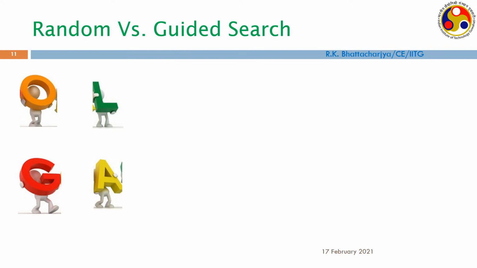The search is guided. Who is guiding? I am guiding. I am telling you that okay, this letter is correct. So this is the difference between random search and guided search. Somebody is guiding.